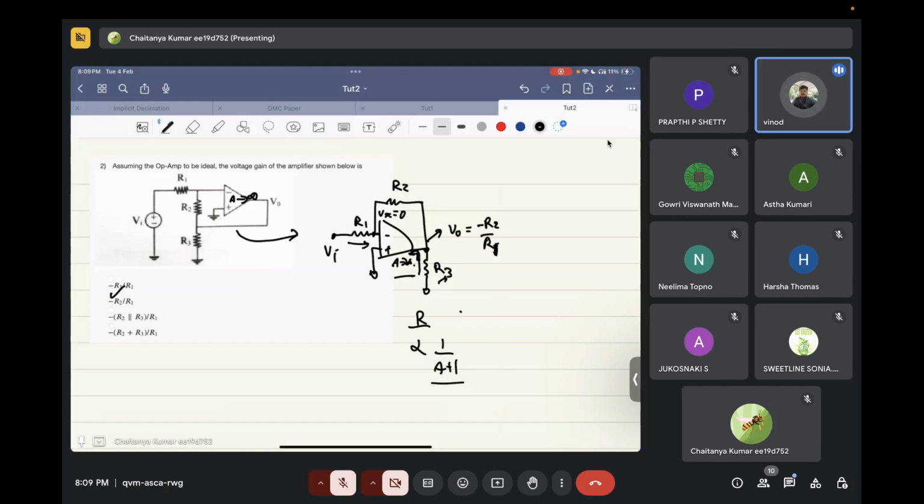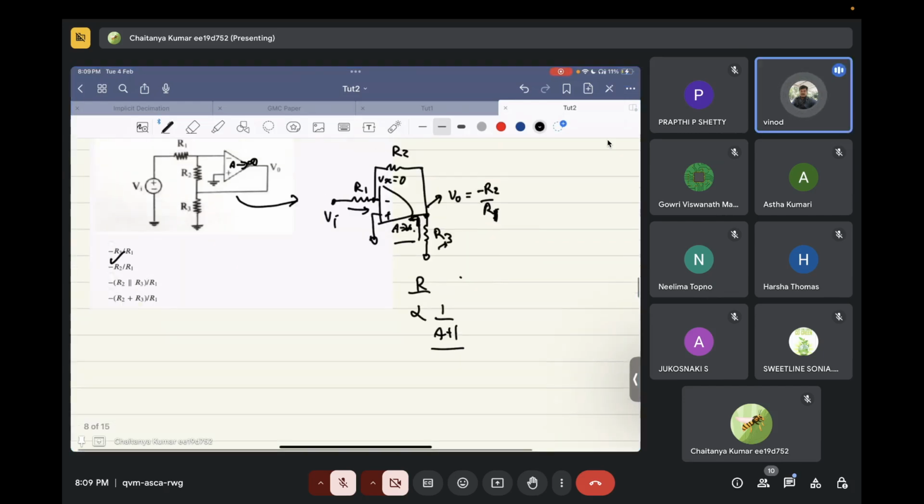Sir, you have already solved this problem in the previous lecture. So the answer is minus R2 divided by R1 into (A R1 divided by R1 plus R2) divided by (1 plus A R1 divided by R1 plus R2). That is the answer, I think, sir. Yeah, it's some complicated thing. If in that expression you put A as infinity, then you will get minus R2 by R1. That's how you do it. Okay, it was already derived.